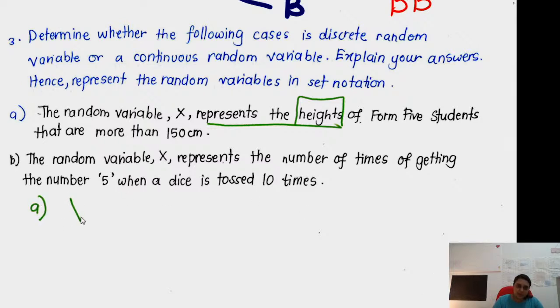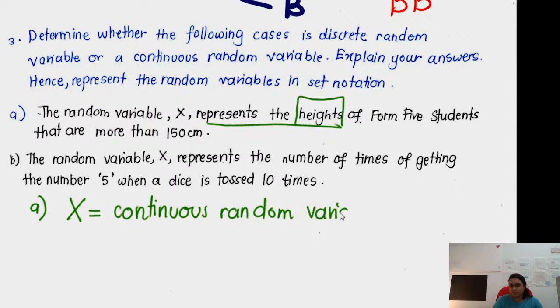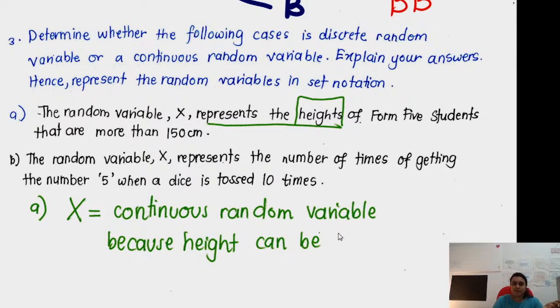Okay, so for A, what is our X actually? X is continuous. First we know this is a continuous random variable. Why do we know this is continuous? Because you explain, the height can be more than 150, isn't it? They want more than 150. So more than 150 means what kind of values? 151, 152, 153, all the way until 200, we don't know.